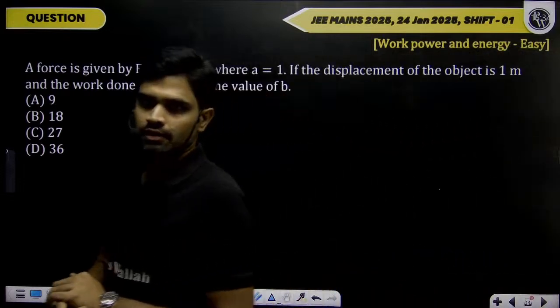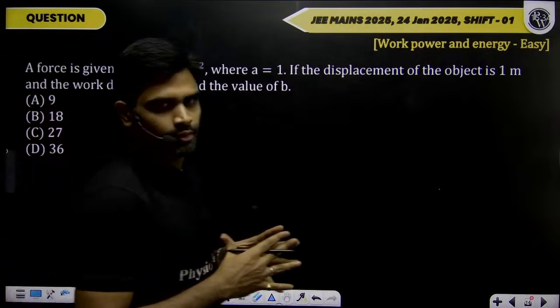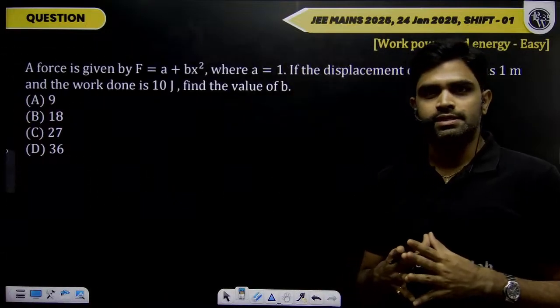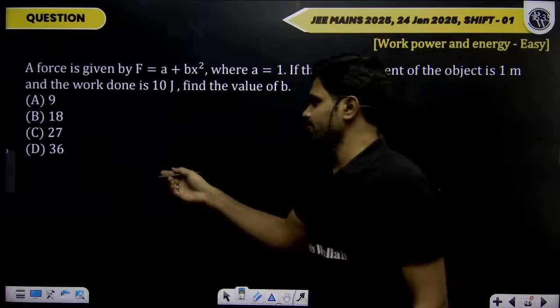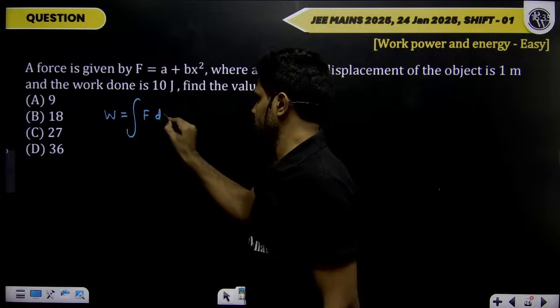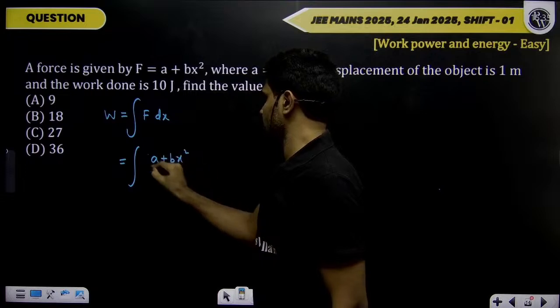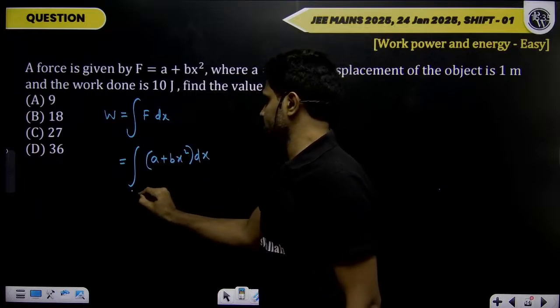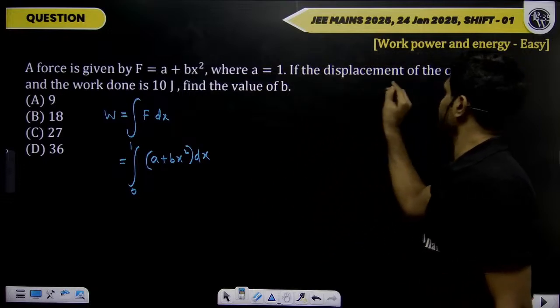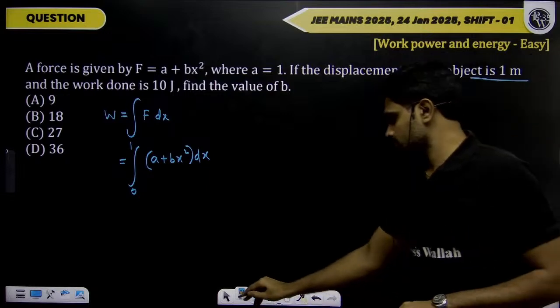Force is given by A plus bx square, where A is 1 and displacement is 1 meter. Work done is 10 joules. What is the value of B? This is again an integration question, but a very easy, basic question. Work done is integral f dx. So integral A plus bx square dx. Limits are from 0 to 1 because the total displacement is 1 meter.